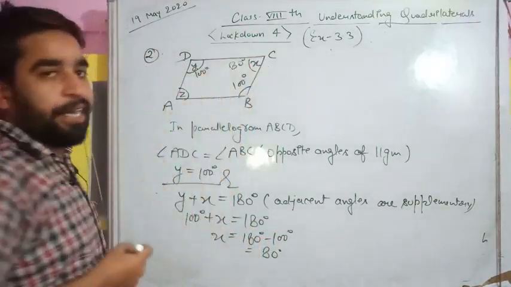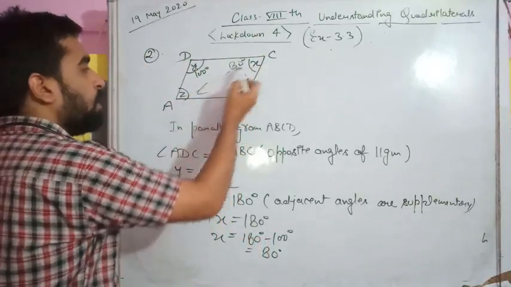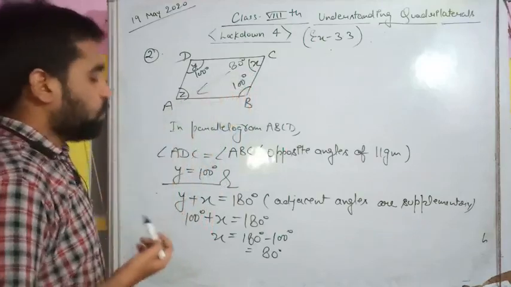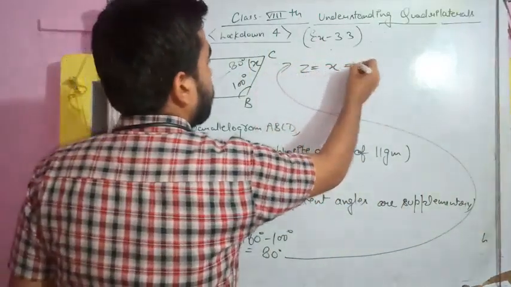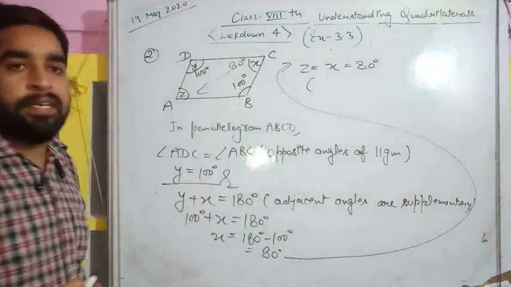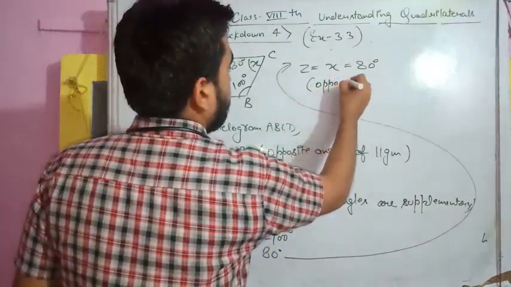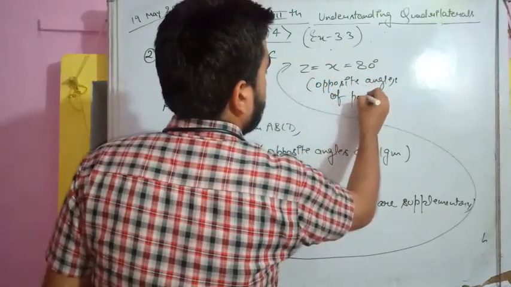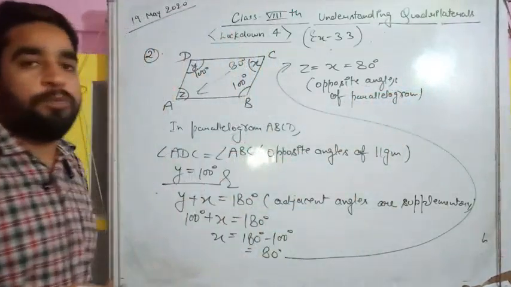Now if we have calculated x, then z we can also calculate, because we can see these two are opposite angles of parallelogram. Opposite angles are equal in measure. So z will be how much? Z will be equal to x, which is 80 degree, and in bracket we will mention that z is equal to x. These two are opposite angles. So we will mention this: opposite angles of parallelogram. So remember this property. I really hope you understood this.